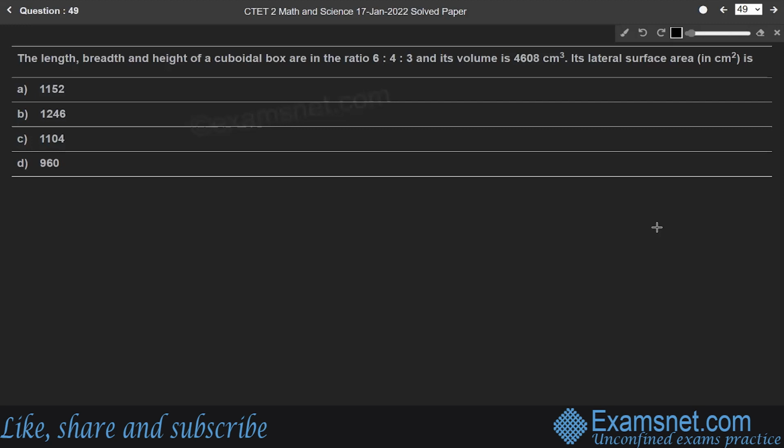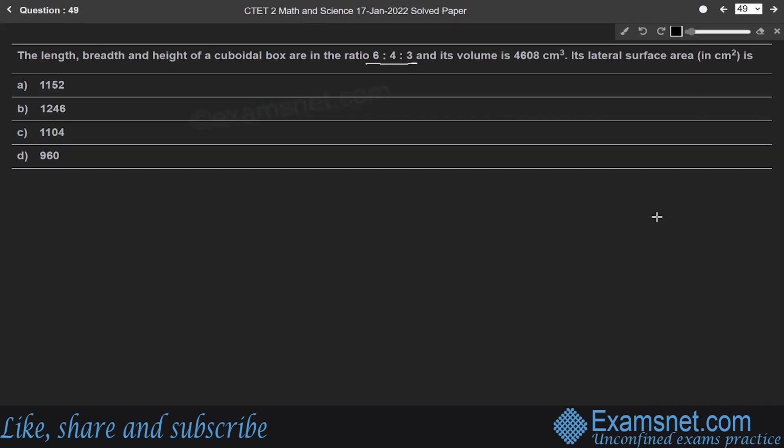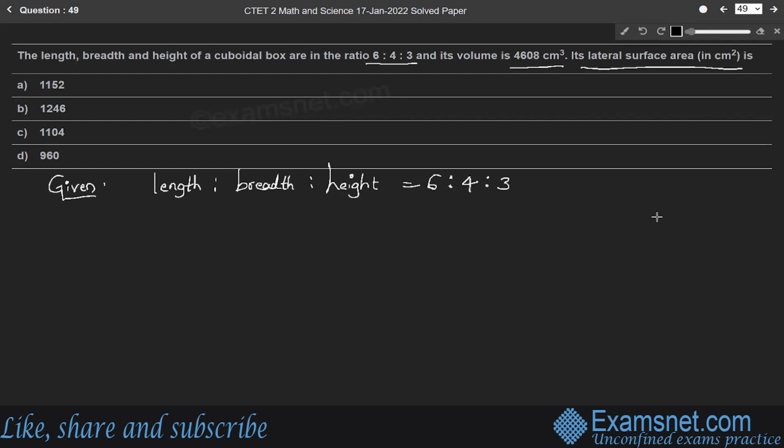Question 49. The length, breadth, and height of a cuboidal box are in the ratio 6:4:3 and its volume is 4,608 centimeter cube. Its lateral surface area in centimeter square is. So given. So length is to breadth is to height is equal to 6:4:3, right? Which is given.